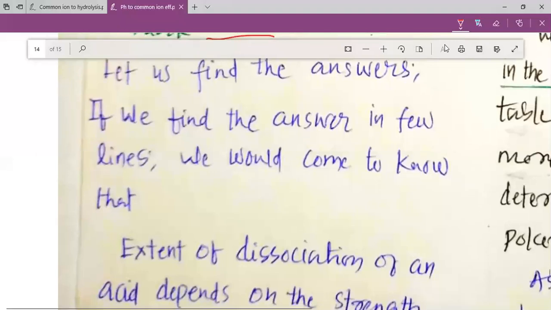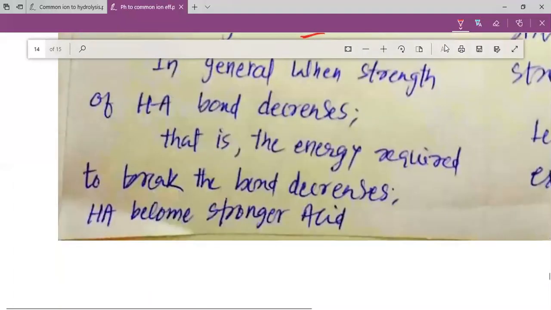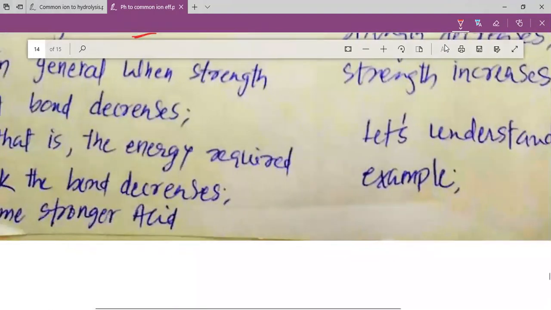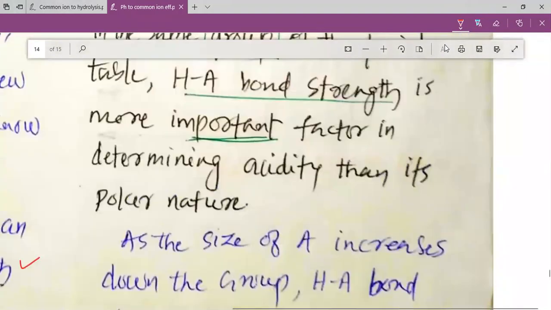If we want to give the answer in a few lines, we would say that the extent of dissociation of an acid depends upon the strength of the HA bond and the polarity of this HA bond. Please remember, in general, when the strength of the HA bond decreases, that is, the energy required to break the bond decreases, HA becomes a stronger acid. So the weaker the bond between H and A, the stronger the acid. That is how we understand.